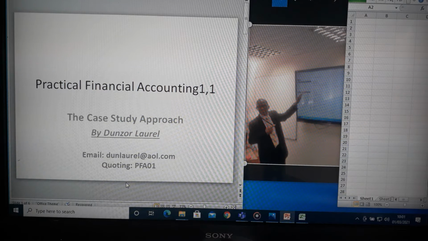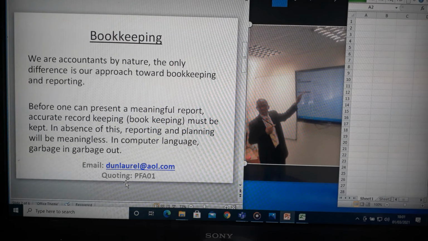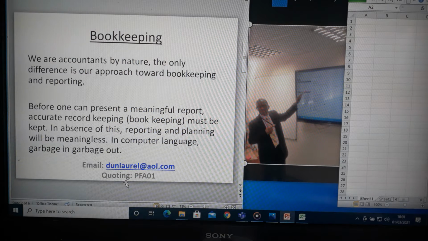Right. The next slide will show today's topic, bookkeeping. We are all accountants by nature. The only difference is our approach towards bookkeeping and reporting. Before one can present a meaningful report, accurate record keeping, that's bookkeeping, must be kept. In the absence of this, reporting will be meaningless. Okay? If you put in the wrong information, you cannot expect a good report. In computer language, garbage in, garbage out.